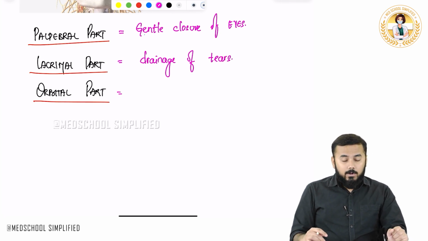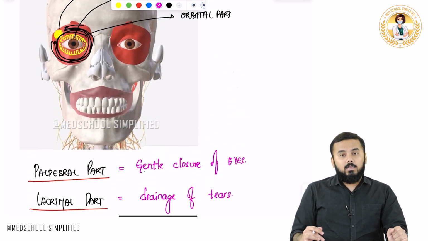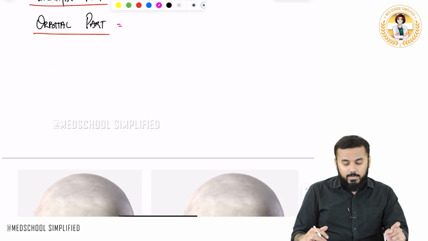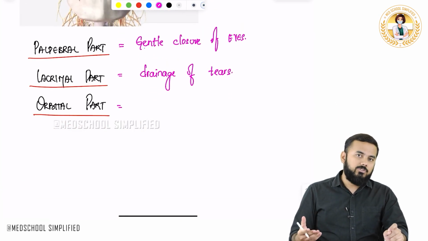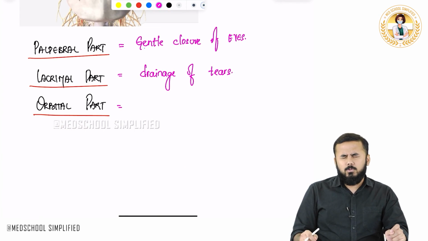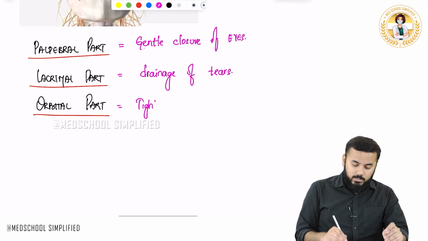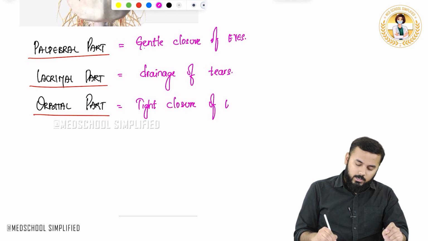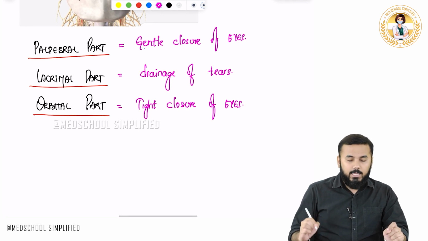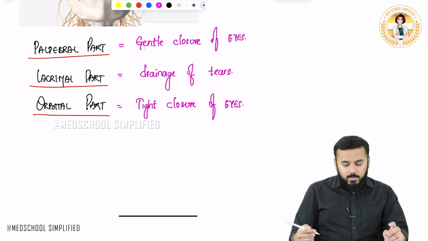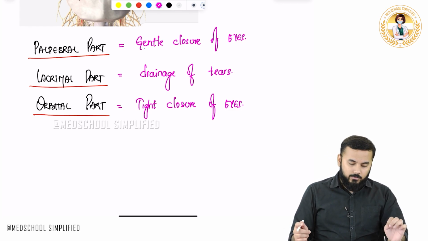What is the orbital part? Out of these three parts, which part is a bulky part? The orbital part is a bulky part. So that is why orbital part will have the major strength. So orbital part is responsible for tight closure of your eyes. So it is responsible for the tight closure of the eyes. So there are three types. One is called as palpebral part, useful for gentle closure, orbital part responsible for tight closure, and lacrimal part is responsible for the drainage over here.